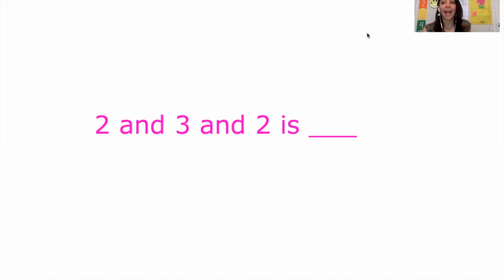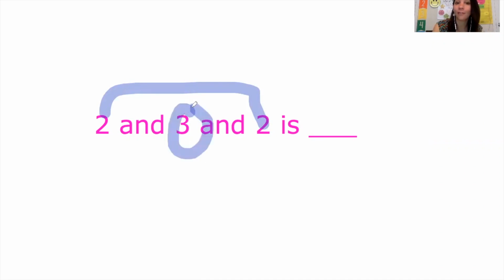2 and 3 and 2 is, go ahead and hit pause and solve this problem. Okay. Do I see a double, or do I see a way to make 10? I see a double. 2 and 2 is a double. 2 plus 2 equals 4. So now I just have to add that third add-in. 4, 5, 6, 7. 2 and 3 and 2 is 7.